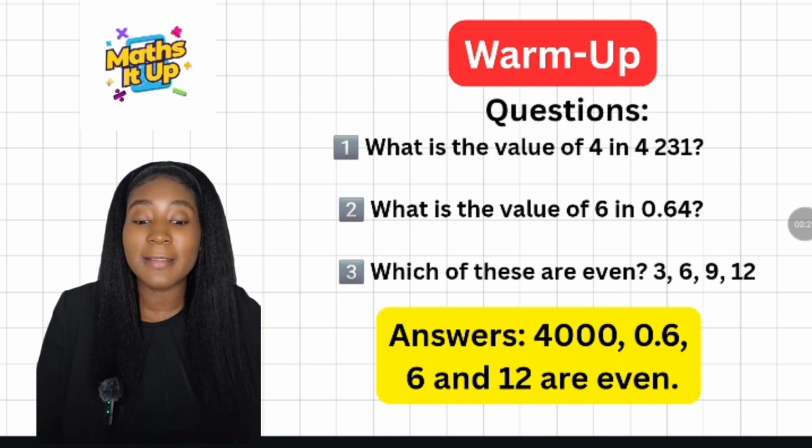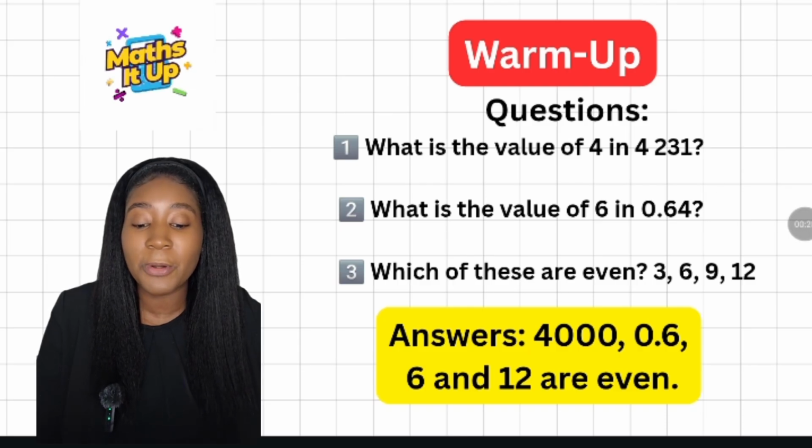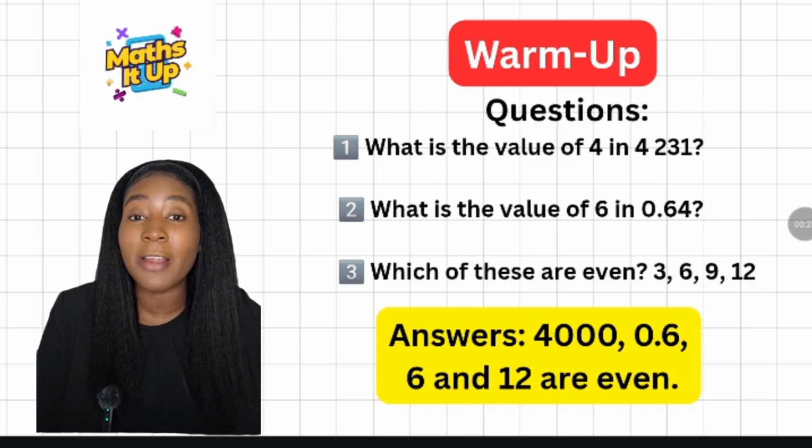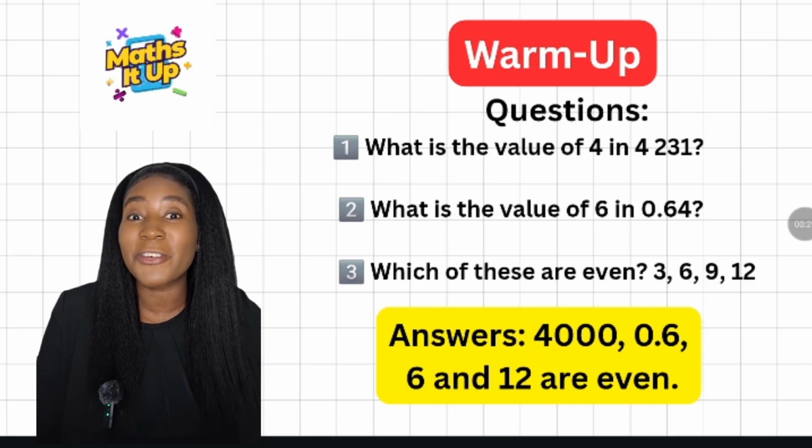If you said those answers, 4,000, 0.6, 6, and 12 are even numbers, you've got them correct. Well done.